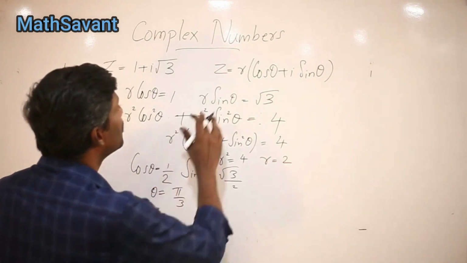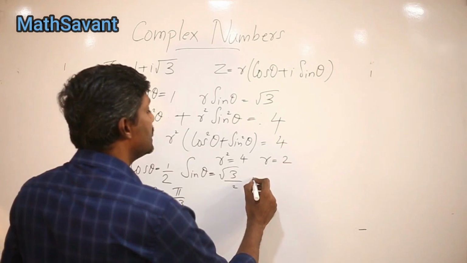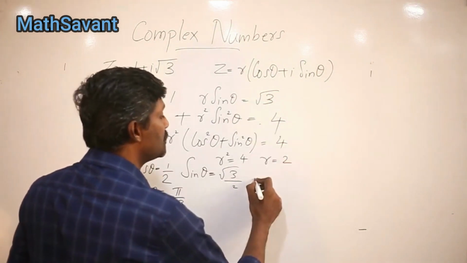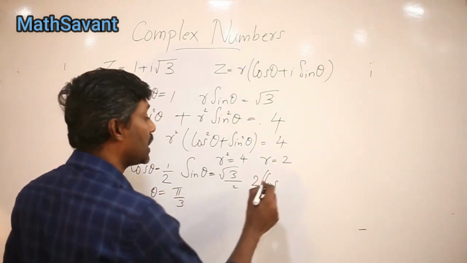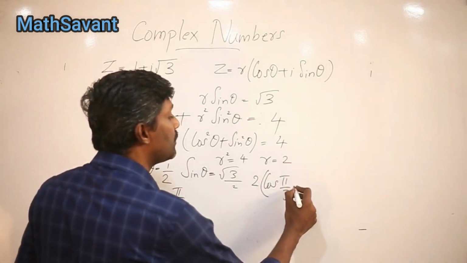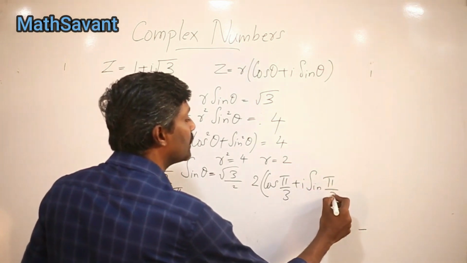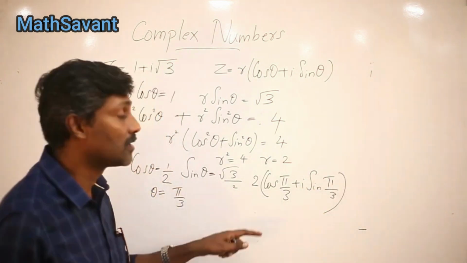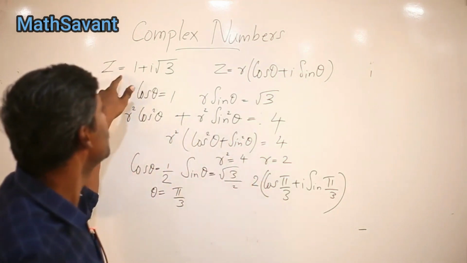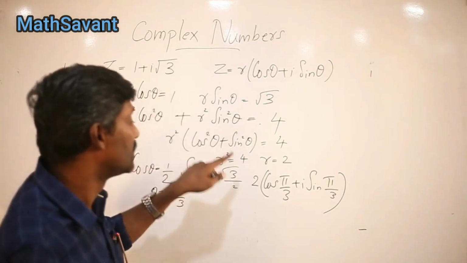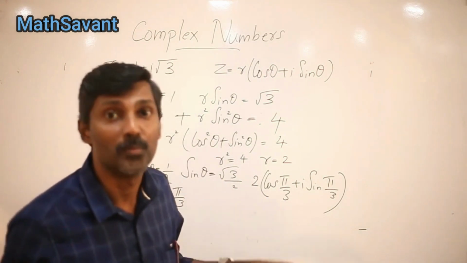Now just substitute here in the polar form and you get the final answer as z is equal to r is 2. So 2 into cos, what is the angle we got? It is pi by 3. So cos pi by 3 plus I sin pi by 3. So this is my polar form, which is corresponding to the given complex number 1 plus I root 3. So the modulus is 2 and the argument is pi by 3. Hope it is clear to you.